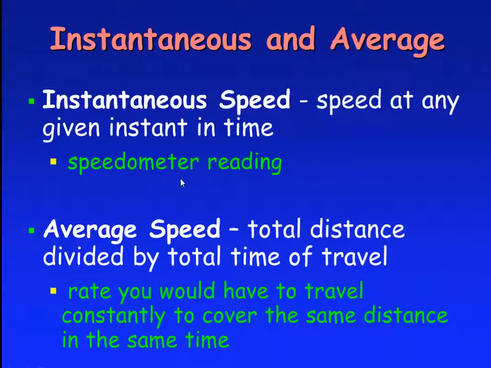Instantaneous speed is how fast you're traveling at t equals 11 o'clock. And average speed is what speed you would have had to travel at at a constant rate in order to cover the same distance in the same time.